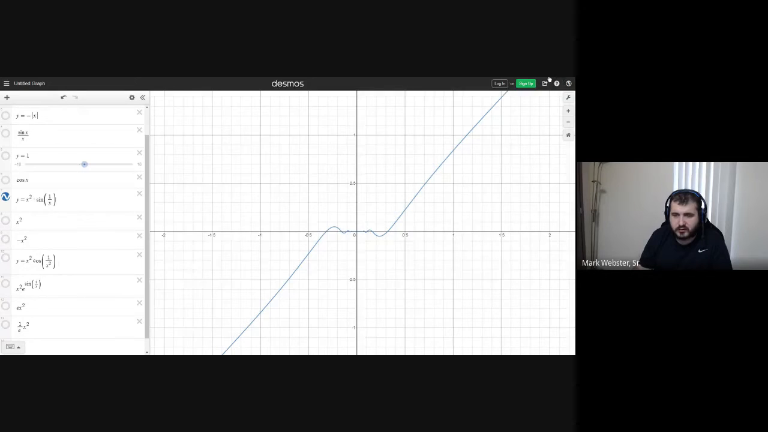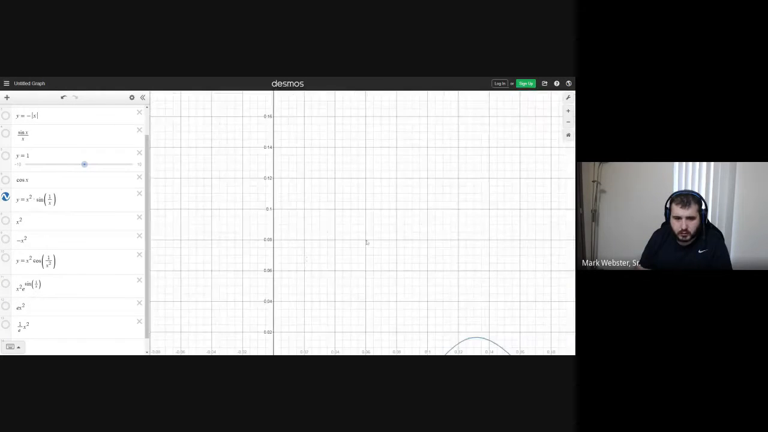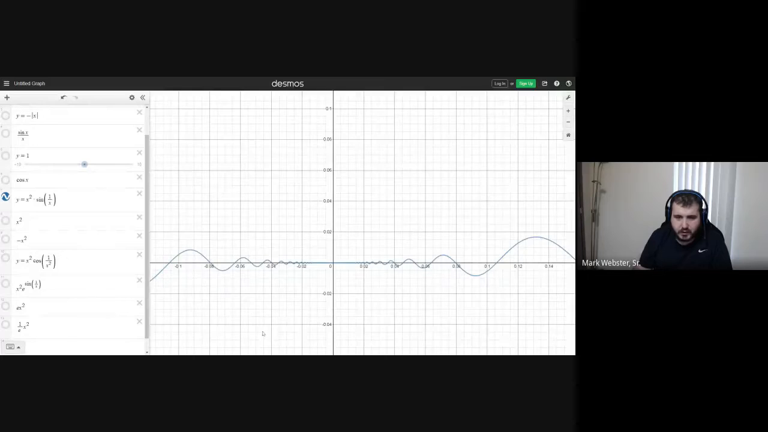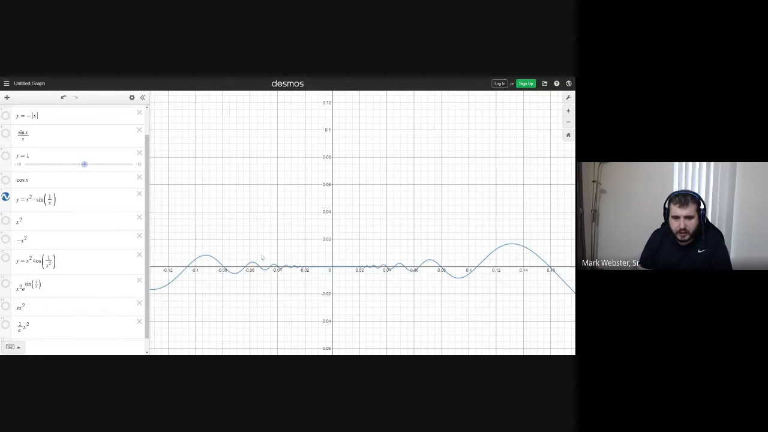I don't know if it's easier to see now. Let me maybe zoom in further, right? You see how, when you get really close to 0, it's super duper wavy. And it's like, okay, well, I don't know what's going on.